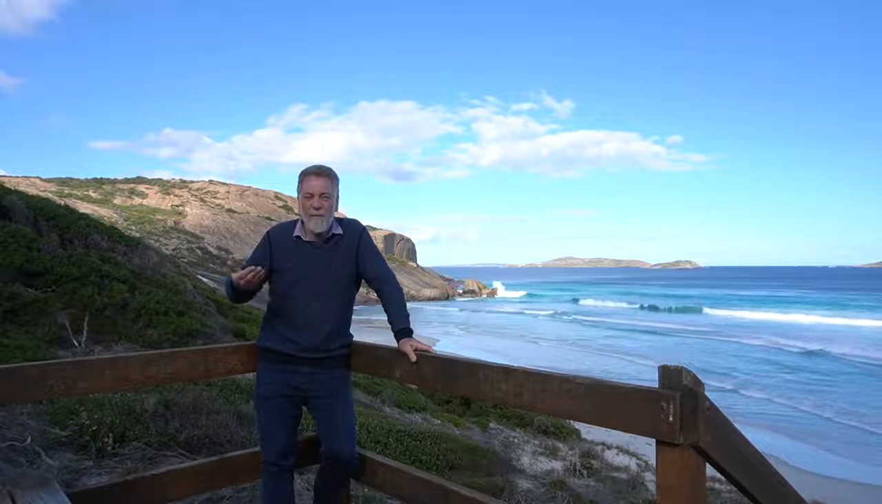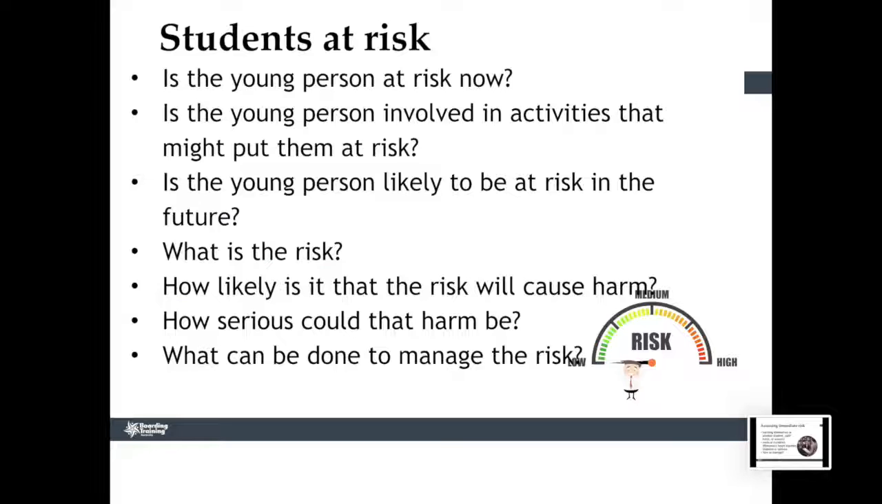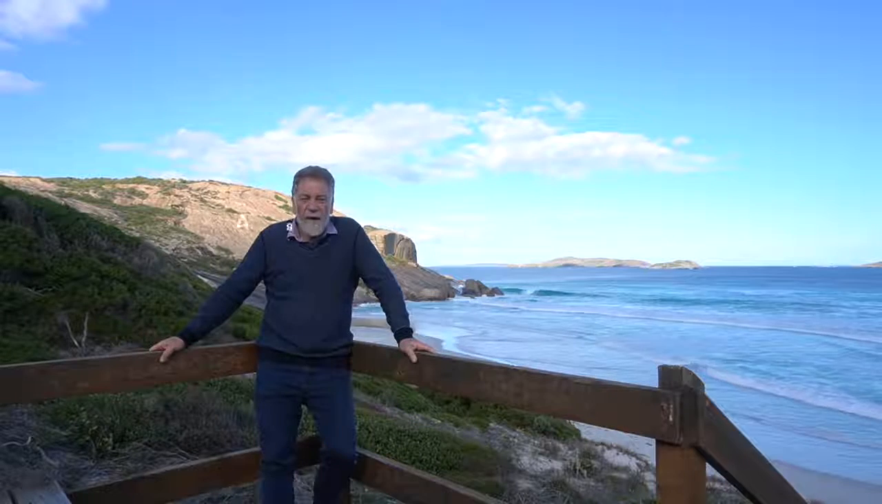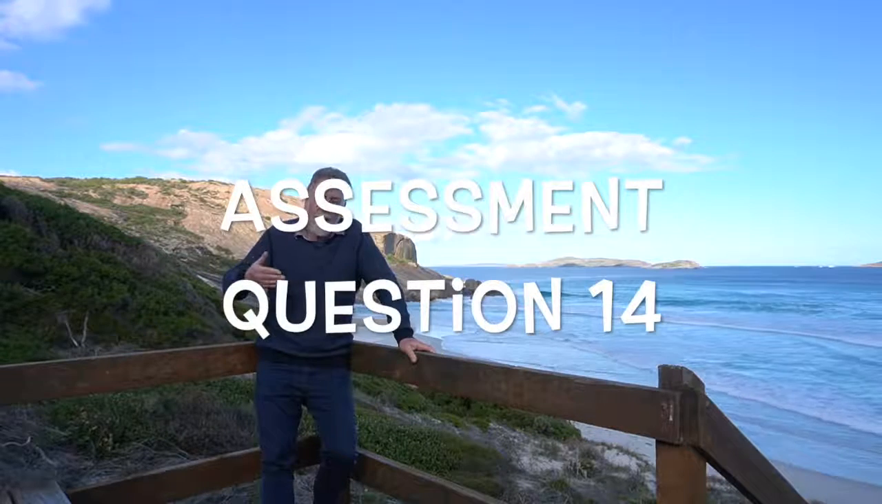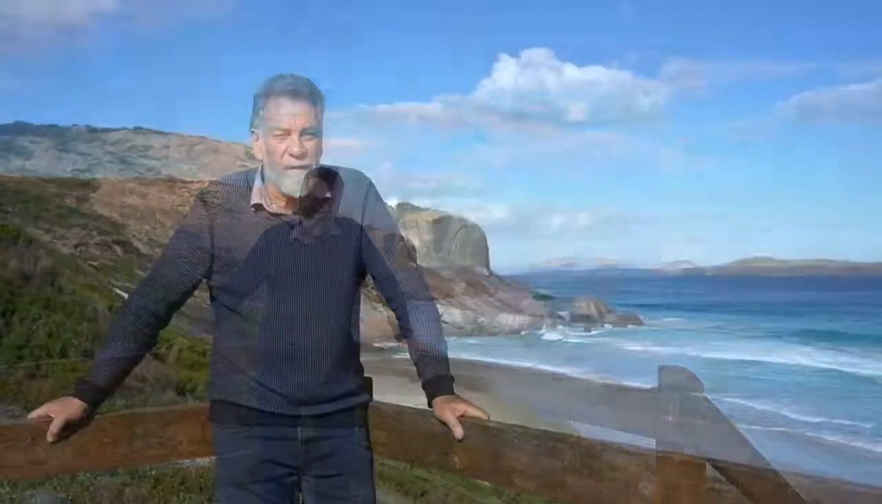When looking at the risk of harm, we need to try and identify if the young person is at risk now, if they're involved in behaviours that put themselves at risk, if they're likely to be at risk in the future, how likely is it that they are at risk of harm, how serious will the consequences be, and how we can manage that risk. And so question 14 asks us to describe a situation when a student is at risk of harm.